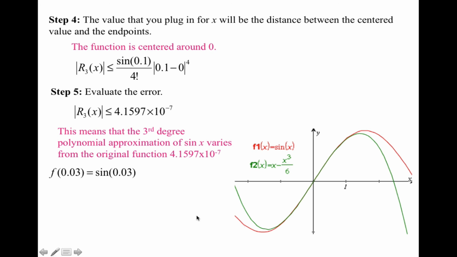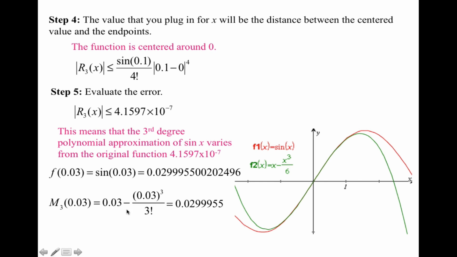So that means if I wanted to evaluate f of 0.03 of sine, that means sine of 0.03, and I didn't have a calculator, I would use this third degree Maclaurin polynomial, and if I was to plug this in my calculator, I would get this value. And if I was to evaluate this, I would get this value. And as you notice, they are pretty similar.